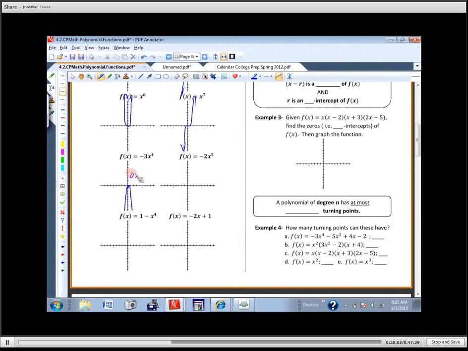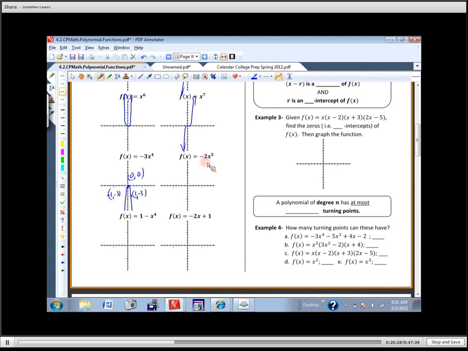0, 0. Okay? Normally we'd go over 1 and down 1 to the 4th. So we'd go down 1. We're going to go over 1 and down 3. We're going to go down 3. So this is going to be 1, comma, negative 3. Same thing on the other side. This would be negative 1, negative 3. Does that make sense?